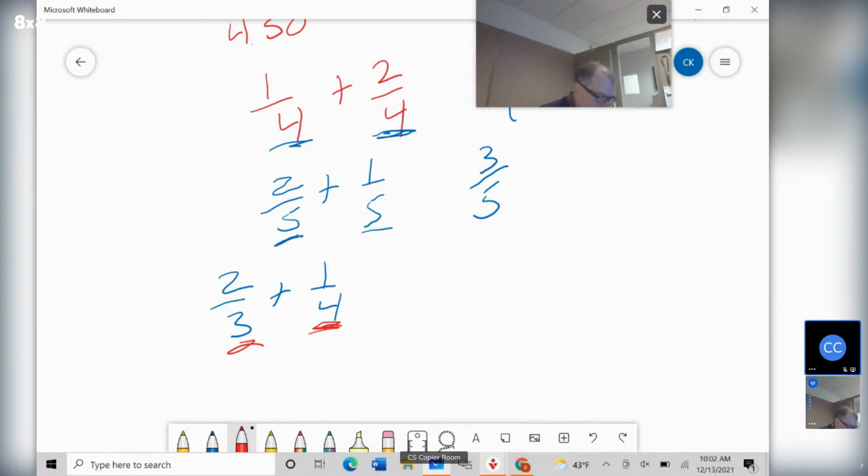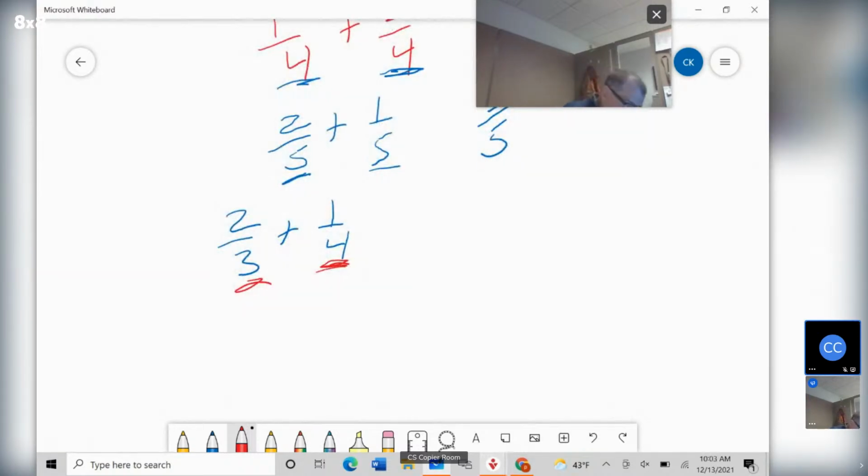So in this case, you're going to ask yourself, what is a number that both 3 and 4 go into? In this case, it's going to be 12. What you want to try to do is find the smallest number. They also go into 24, and they'd also go into 48. But we want to find the smallest number they both go into. So we know 3 goes into 12, and 4 goes into 12.